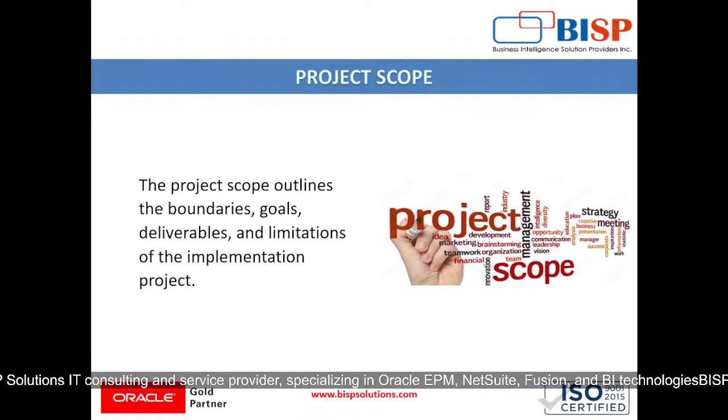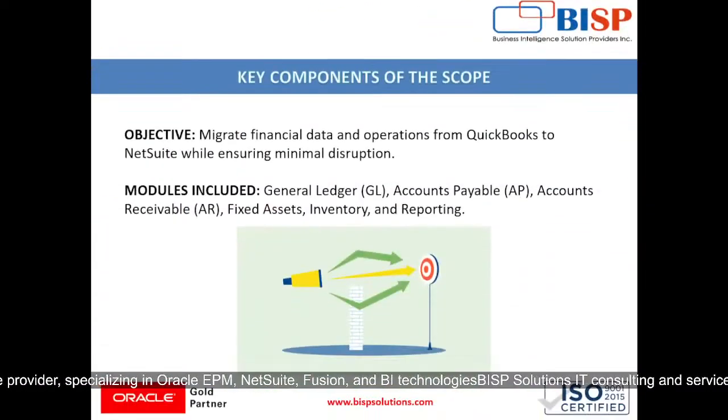The project scope outlines the boundaries, goals, deliverables and limitations of the implementation project, which involves key components of the scope, like the objective, which means migrating financial data and operations from QuickBooks to NetSuite while ensuring minimal disruption. Then modules included in project scope are general ledger, accounts payable, accounts receivable, fixed assets, inventory and reporting.